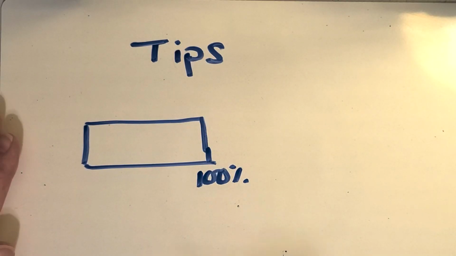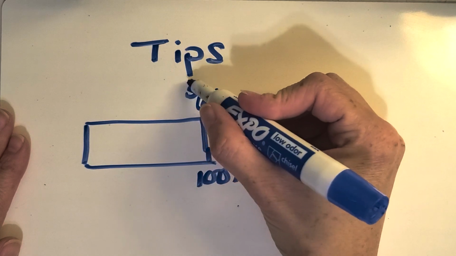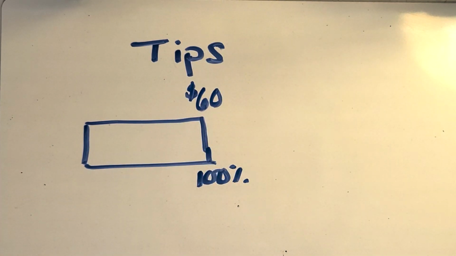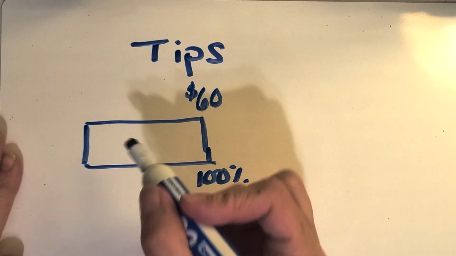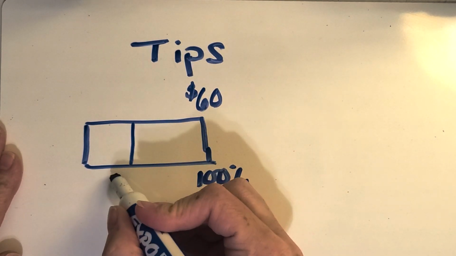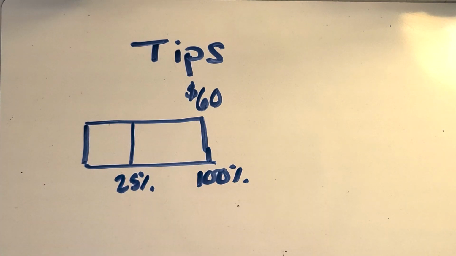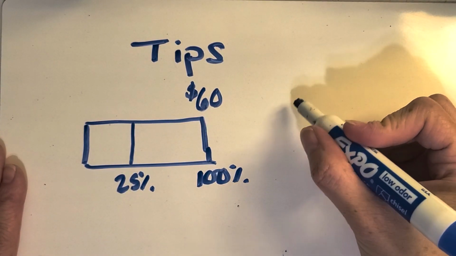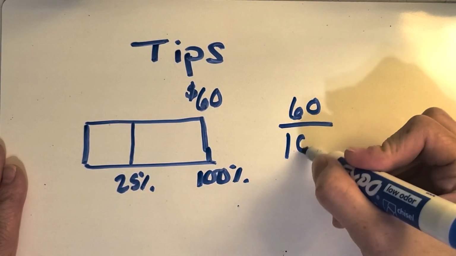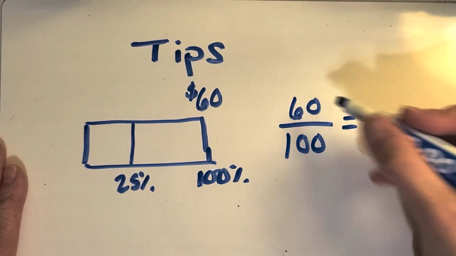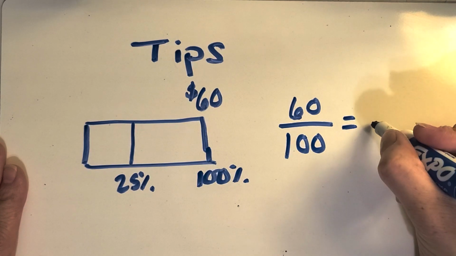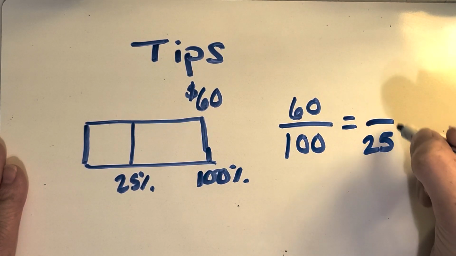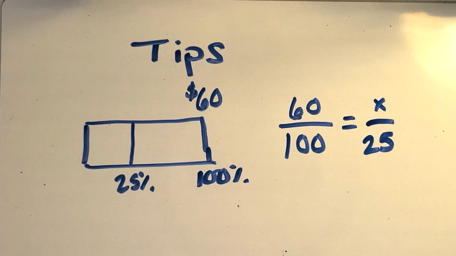Okay, so for our next problem, let's say we have a $60 restaurant bill, and we want to give a 25% tip. So we can use a proportion once again to help us solve this problem. So I'm going to set up a problem over here. So $60 is 100%, and then we want to know 25%, but we don't know this numerator here. So let's think through what we can do.